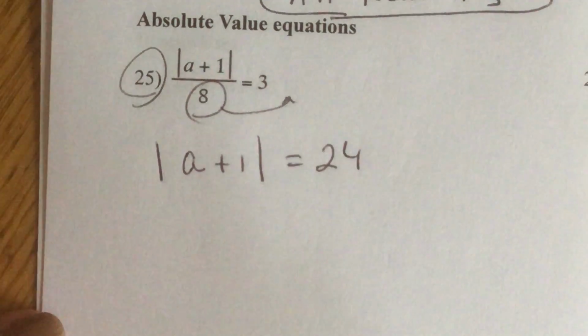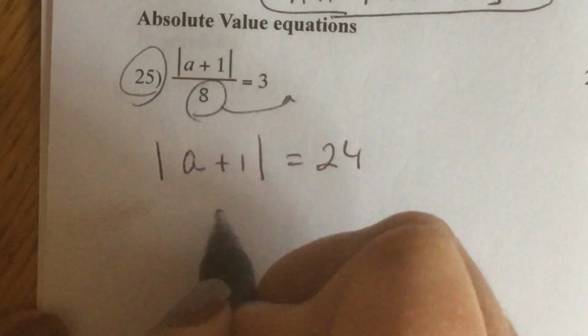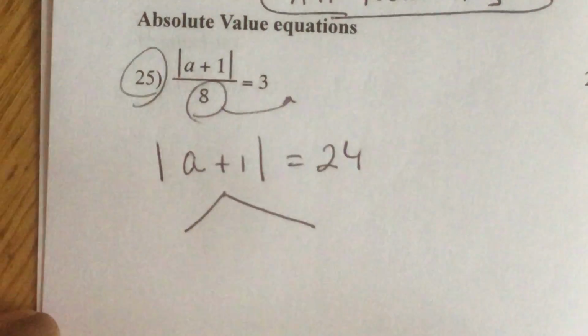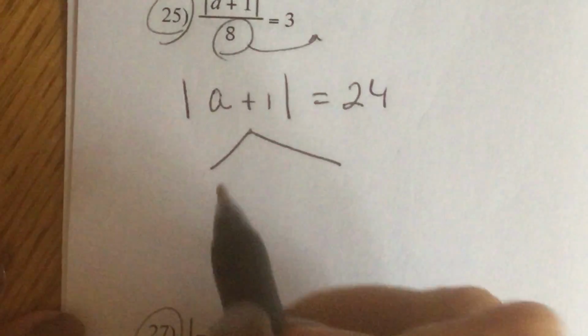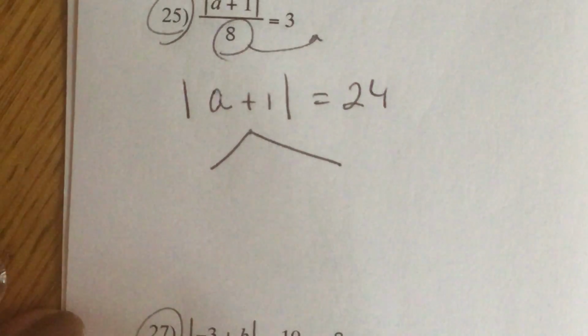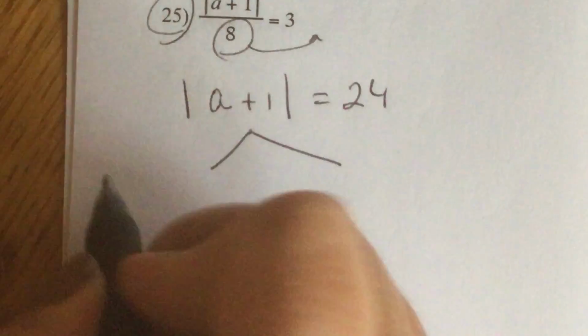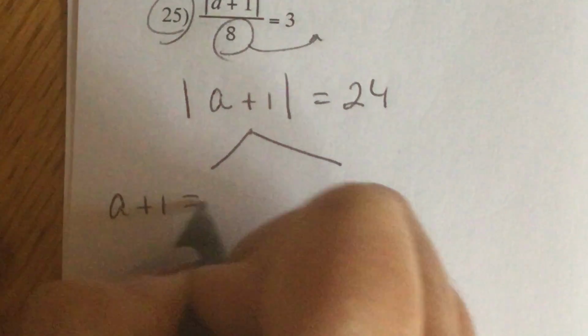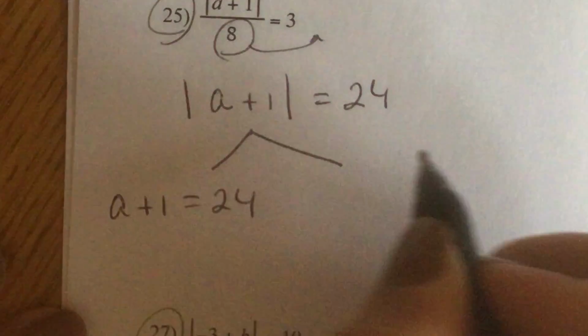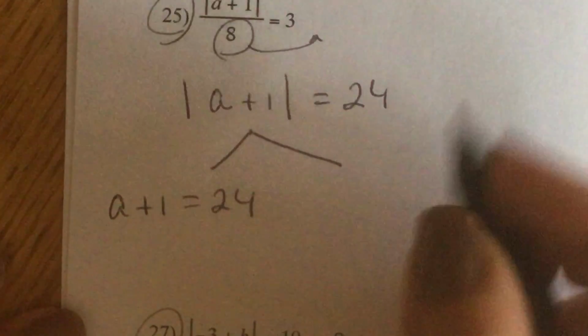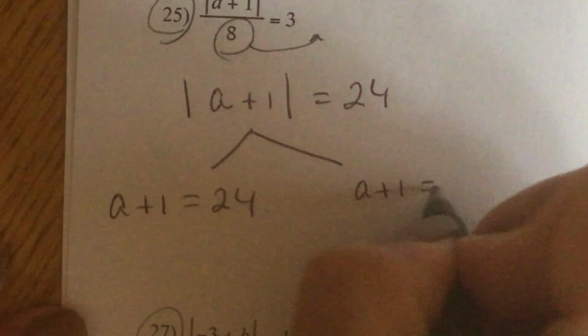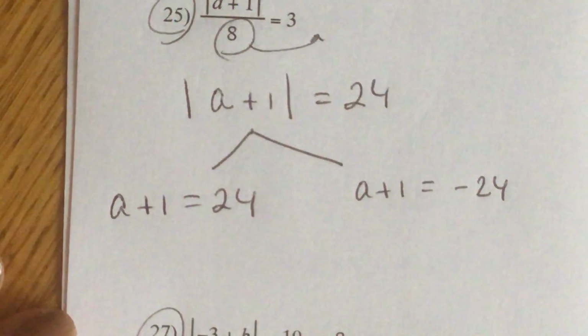At this point, I take this absolute value and I remove it by breaking it into two equations. And I have my students in my classroom make little arrows like this. I think it really helps. So the first equation is just when you get rid of the absolute value bar. So it's just a plus 1 equals 24. The other one, you change the sign of this. So you have a plus 1 is equal to negative 24.